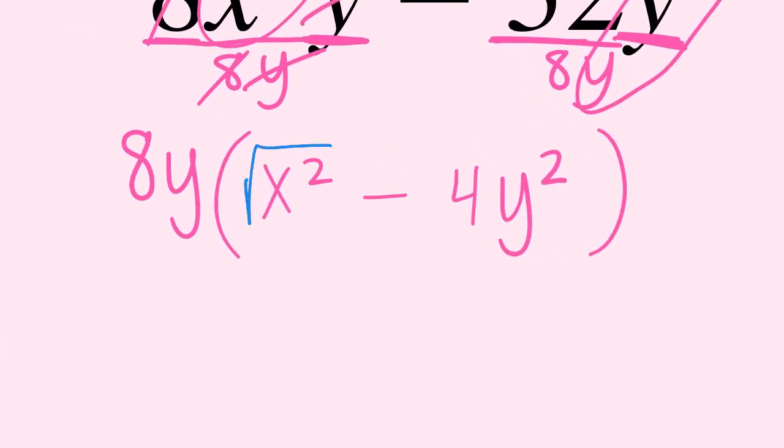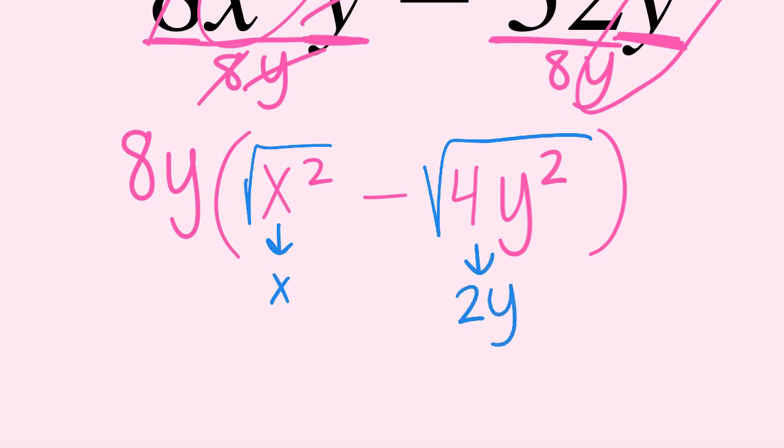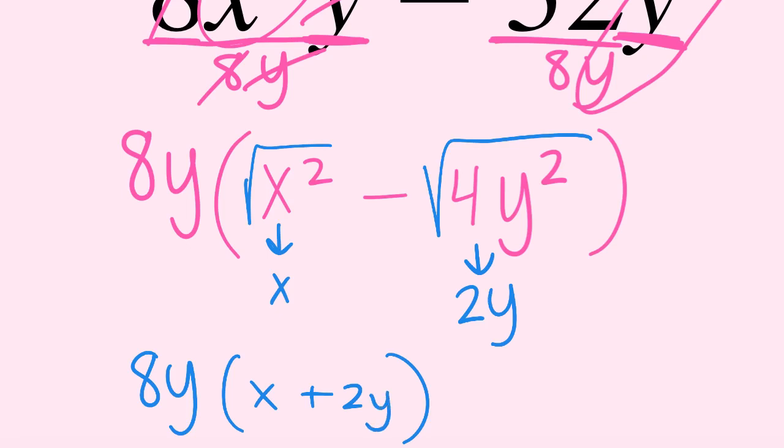Okay, and then let's try to take the square roots, just like we were doing before. So can I take the square root of this? Yep, that would just be x. And can I take the square root of this? Well, the square root of 4 is 2, and then the square root of y squared is y. So there we go. We would have our 8y on the outside, and then x plus 2y, and x minus 2y.